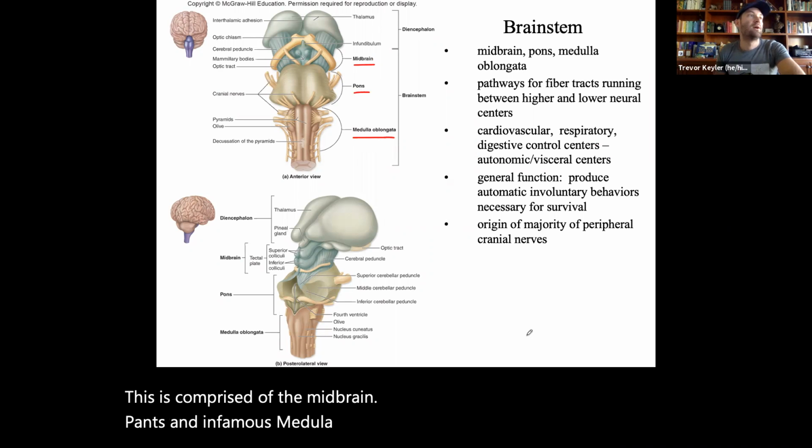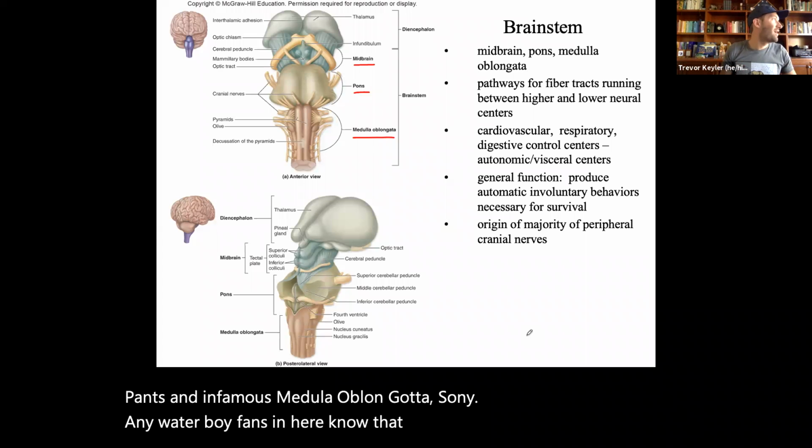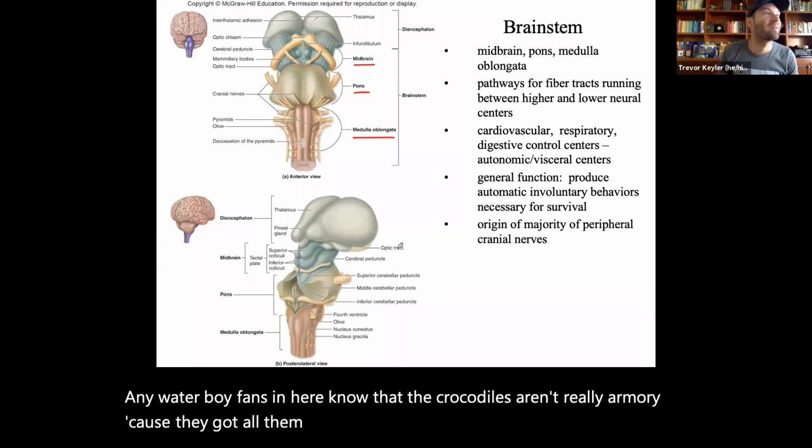So any Waterboy fans in here know that the crocodiles aren't really ornery because they got all them teeth up in their skulls or something like that. I still remember that from high school.